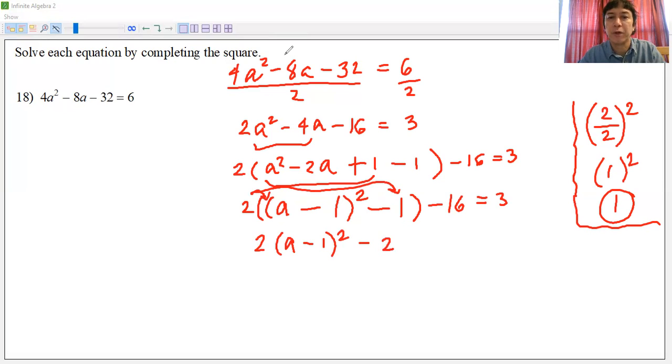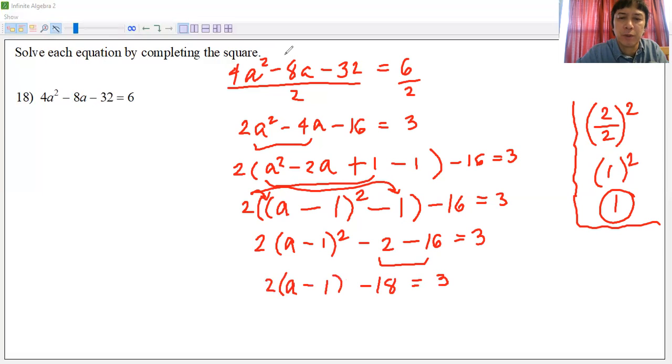Okay. Now you can remove the outer parentheses. This will be followed by the -16 equals 3. All right, there. After which, next line is combine these two here. That's -18 equals 3. And you still have the 2 times the quantity a minus 1 squared.